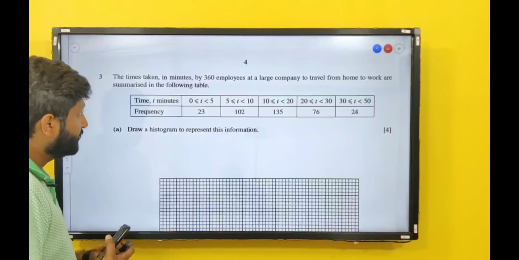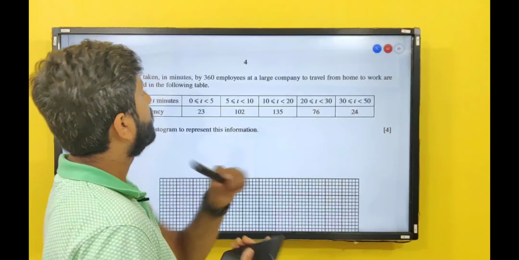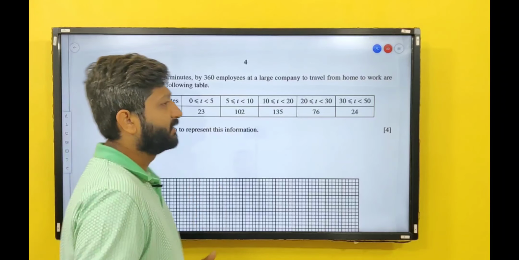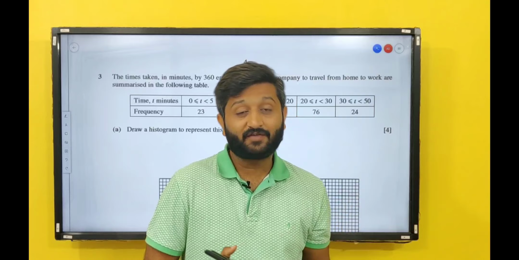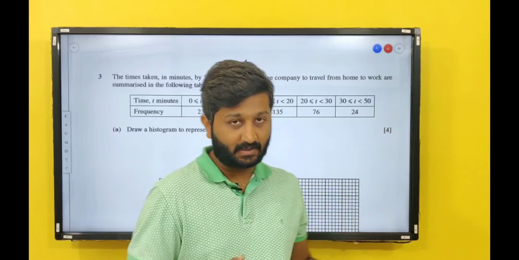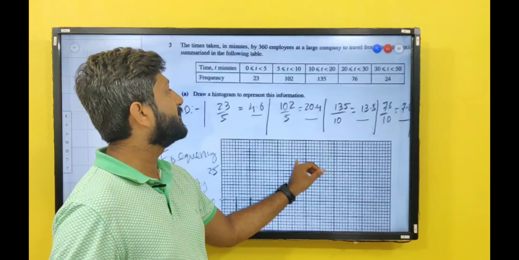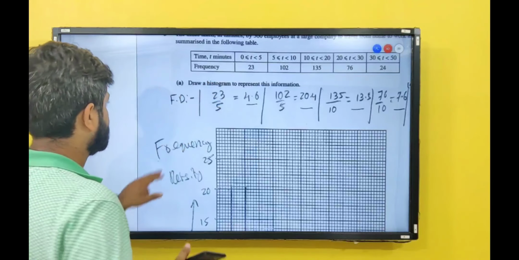Question number 3. The times taken in minutes by 360 employees at a large company to travel from home to work are summarized as follows. Draw a histogram. Histogram means we are supposed to draw not cumulative frequency but frequency density. And we know that the formula of frequency density is frequency upon class width.